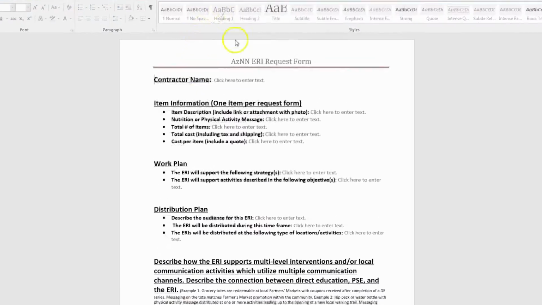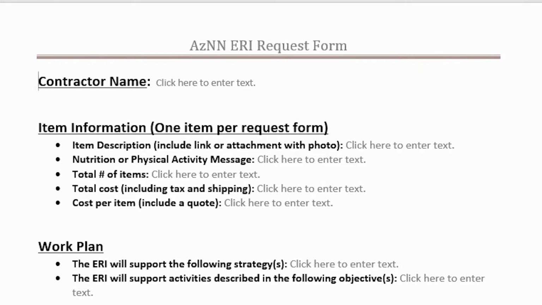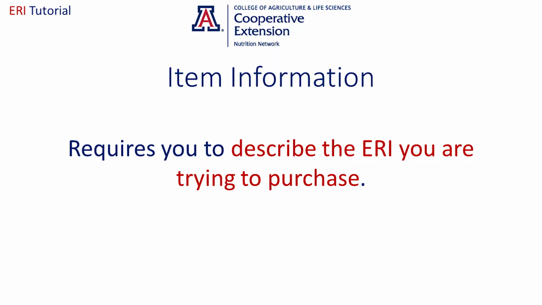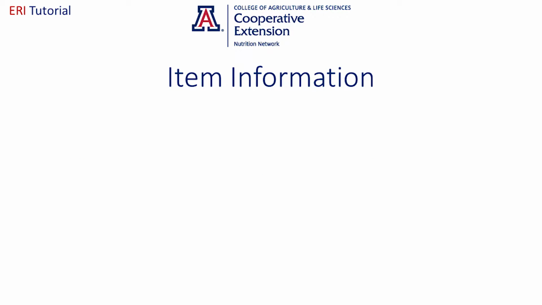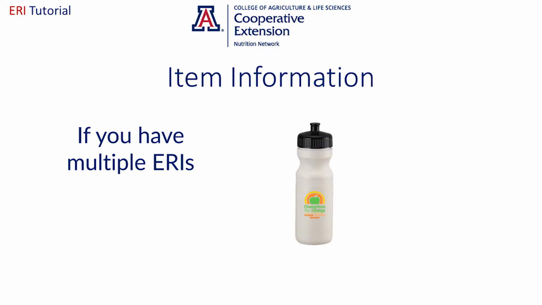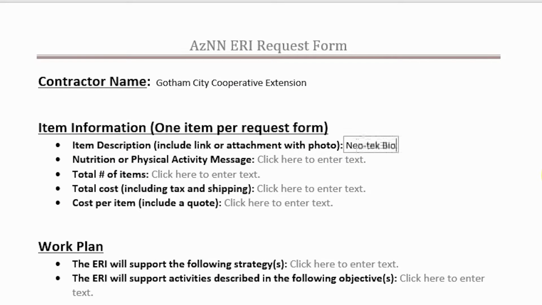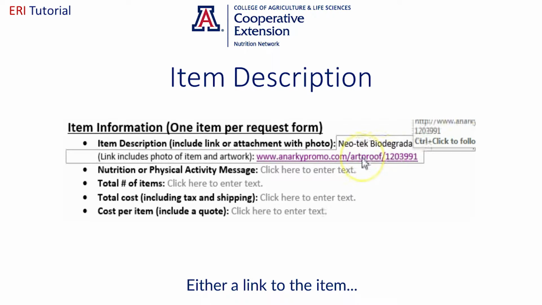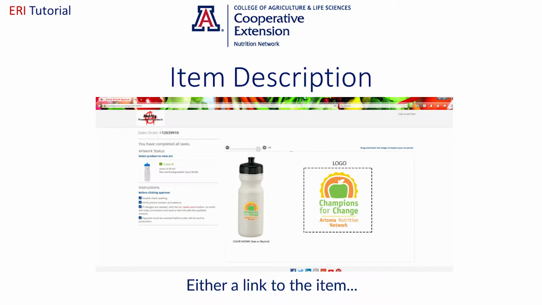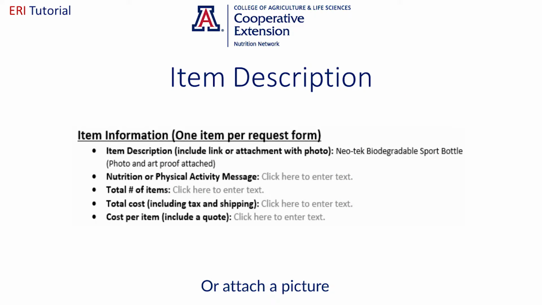Let's go over filling out the form from the top down. Contractor name refers to the name of your county office. Item information requires you to describe the ERI you are trying to purchase. Only one item should go on a request form, so if you are requesting more than one type of ERI, you will need to fill out a separate form for each item. Item description requires a description of the specific item. Be sure to include a link to the item or attach a photo to the form.